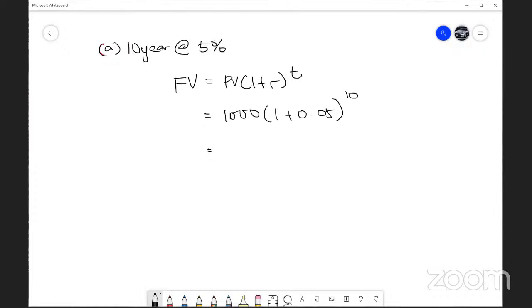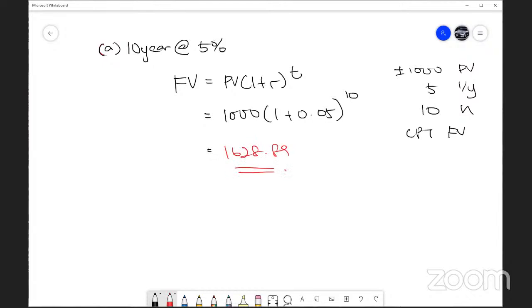Those who use calculator, plus minus 1,000 for PV, 5% for IY, interest yield per year, and then your time is 10 years. Compute FV. Okay, you should be getting 1628.89.